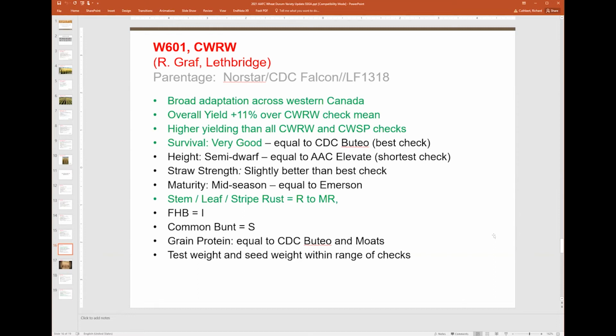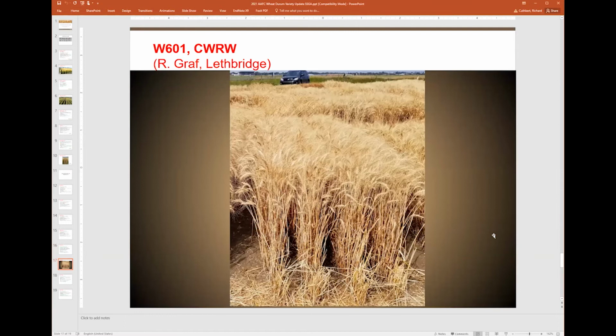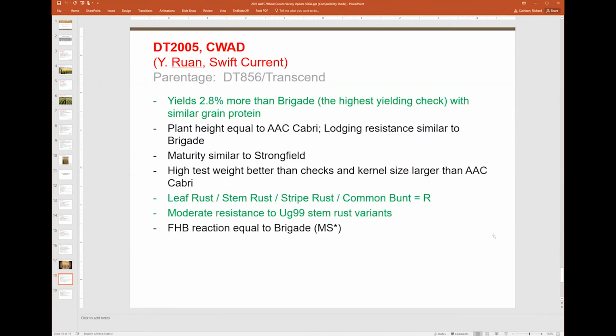So survival is very good. Height is semi-dwarf. Straw strength is better than the best check. Stem rust, leaf rust, stripe rust are R to MR. FHB's an I. Common bunt looks like an S. So one to keep an eye on. And Rob's included a picture of it here.